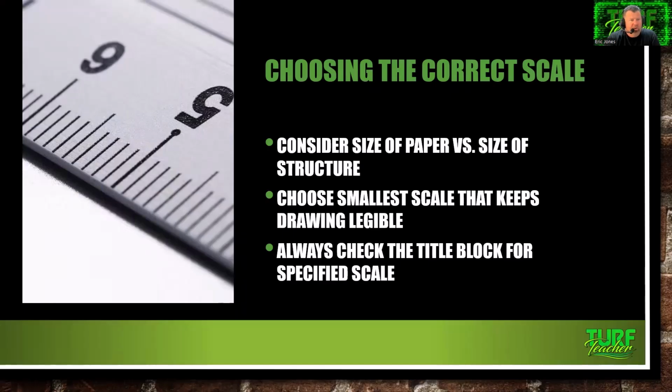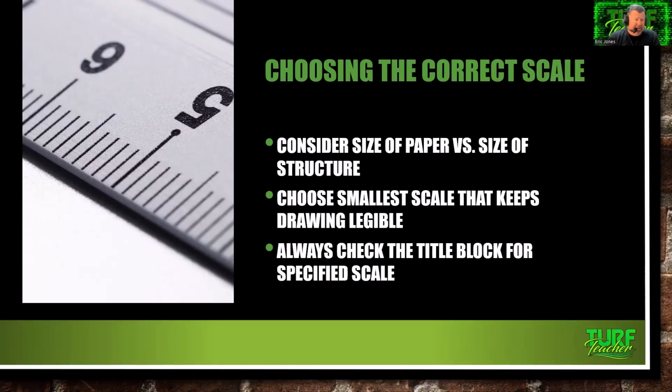So what do we do when choosing the correct scale? Consider the size of the paper versus the size of the structure. What size paper are you working for? Again, usually irrigation, landscape designs, we're going to be at 24 by 36 sheets of paper, sometimes smaller, 18 by 24. Just depends. 24 by 36 is going to pretty much work for any landscape design. It's your typical blueprint size.